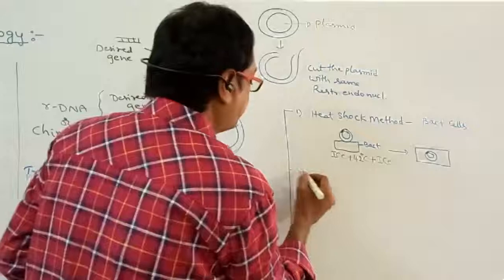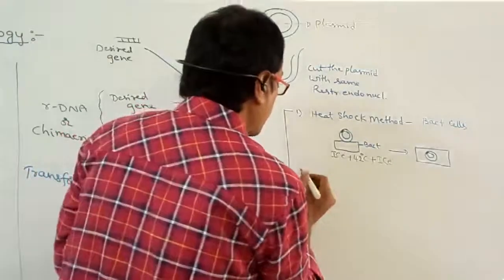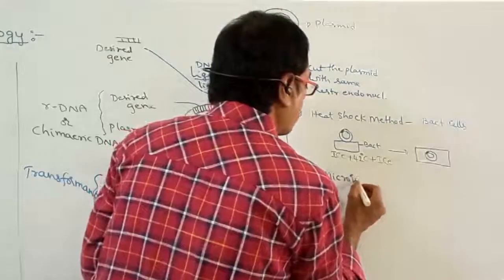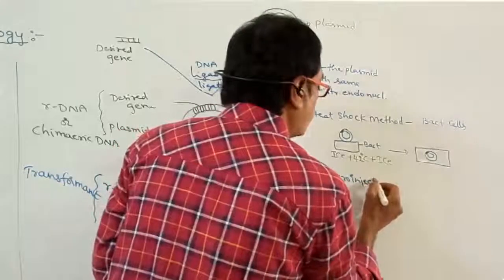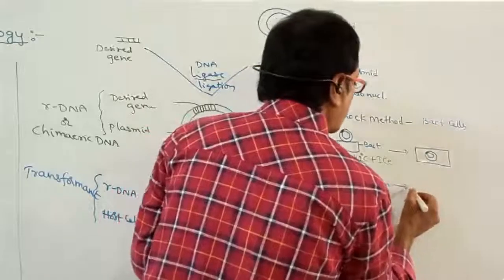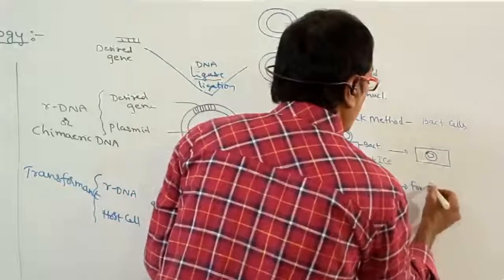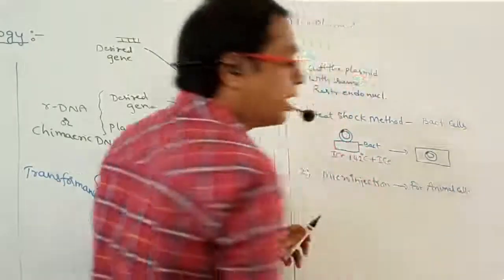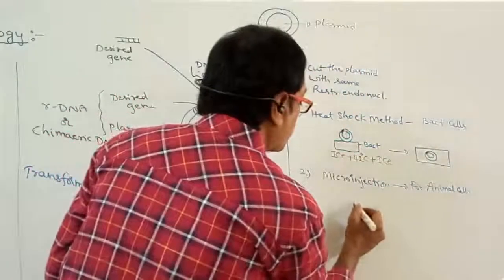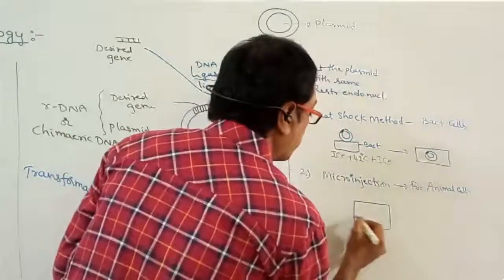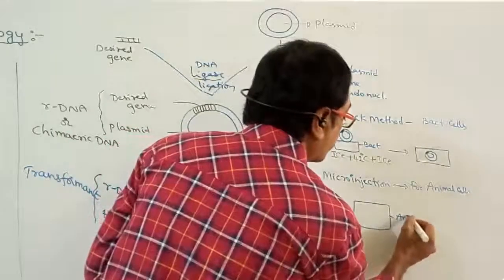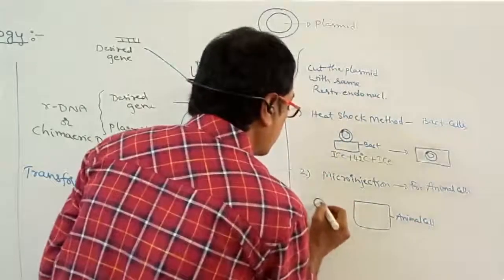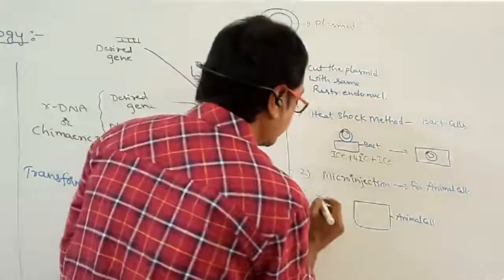Next, the second method is micro injection. Micro injection is applicable for animal cells. What type of cells? Animal cells. Let us suppose this is the animal cell. Now this is the rDNA.